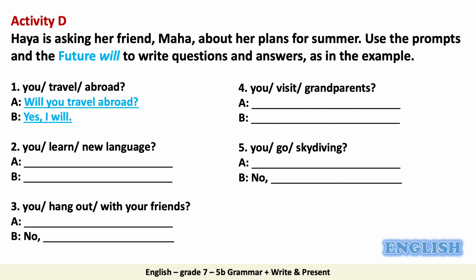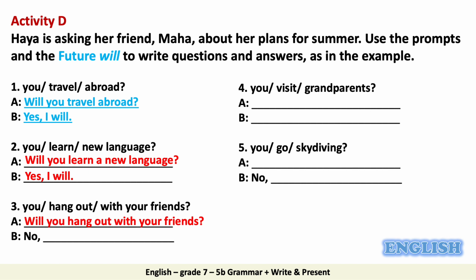Alright, let's check our answers together. Sentence number 2, the prompt says, You learn new language. We're going to make a question. It will be, will you learn a new language? The answer will be, yes, I will. In the third sentence, you hang out with your friends. The question will be, will you hang out with your friends? The answer, no, I won't.